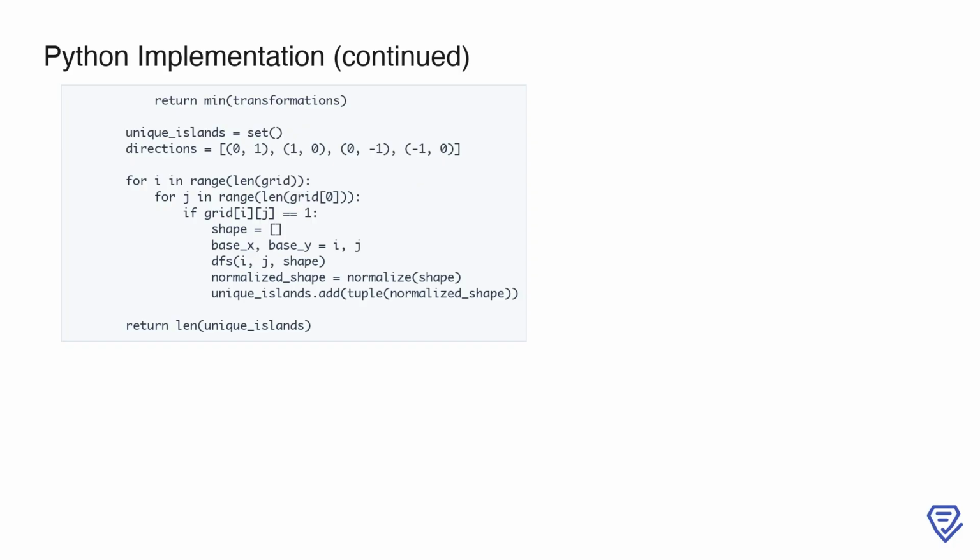We then call the DFS function to explore the entire island and extract its relative shape. Once the shape list is complete, we pass it to the normalize function to get its canonical representation. This normalized shape is added to the unique_islands set, ensuring that only distinct shapes are stored. Finally, the program returns the size of the unique_islands set, which represents the total number of distinct islands in the grid, accounting for all rotations and reflections.